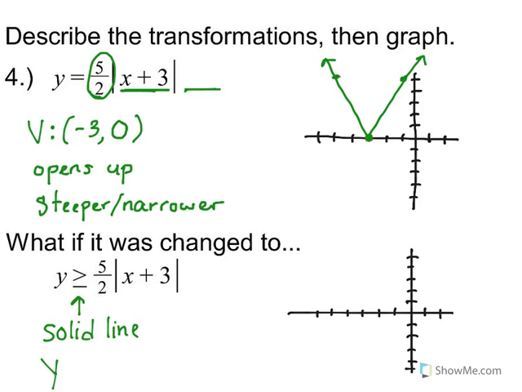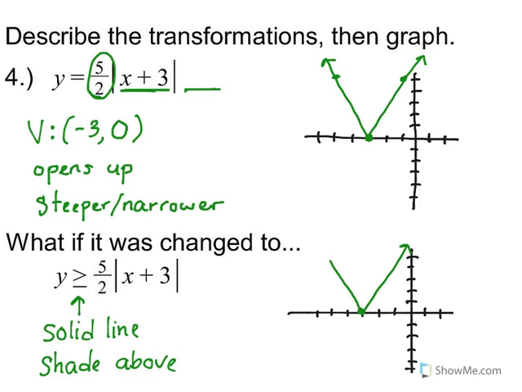And I've got y is greater than or equal to, y is more. So that means I'm going to shade above the absolute value graph. All right, here we go. So I'm still going to have a solid line. Here's my vertex point. Go diagonal up.